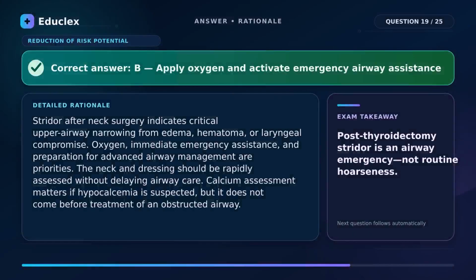The correct answer is B. Apply oxygen and activate emergency airway assistance. Here is the rationale. Stridor after neck surgery indicates critical upper airway narrowing from edema, hematoma, or laryngeal compromise. Oxygen, immediate emergency assistance, and preparation for advanced airway management are priorities. The neck and dressing should be rapidly assessed without delaying airway care. Calcium assessment matters if hypocalcemia is suspected, but it does not come before treatment of an obstructed airway. Exam takeaway. Post-thyroidectomy stridor is an airway emergency, not routine hoarseness.